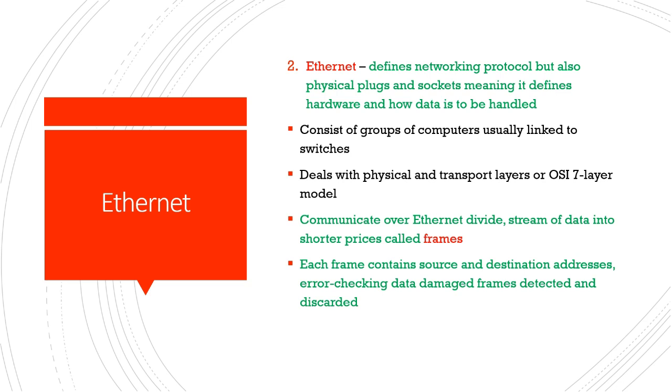The second protocol is the Ethernet protocol, which defines the networking protocol, but also any physical plugs and sockets, which actually means it will define the hardware and how data is to be handled. It will consist of groups of computers usually linked to switches, and it will deal with the physical and transport layers of the OSI 7-layer model. You communicate over Ethernet by dividing a stream of data into shorter pieces called frames, with each frame containing a source and a destination address. For error checking, damaged frames are detected and discarded. That's how the error detection works.